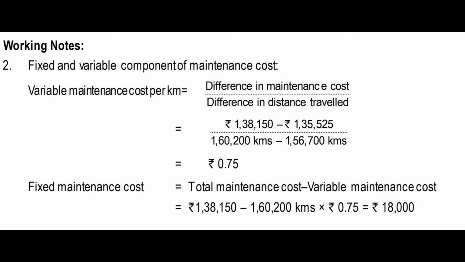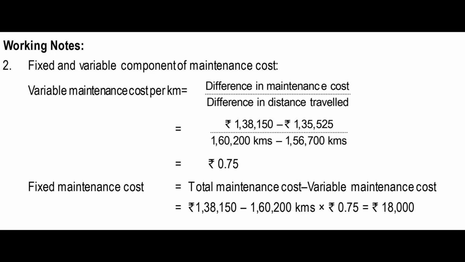1,60,200 kilometers minus 1,56,700 kilometers is what? 3,500 kilometers. So divide rupees 2,625 by 3,500 kilometers. The resulting figure would be called the variable maintenance cost per kilometer, which is 0.75 rupees. Then we have to find out the fixed maintenance cost.